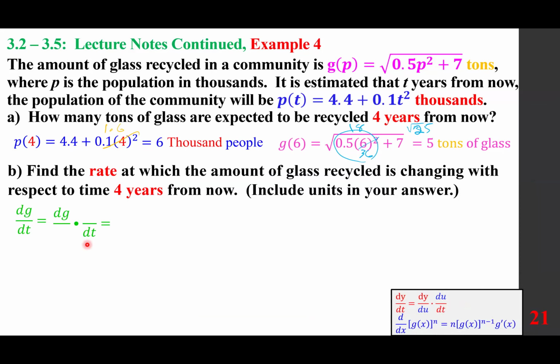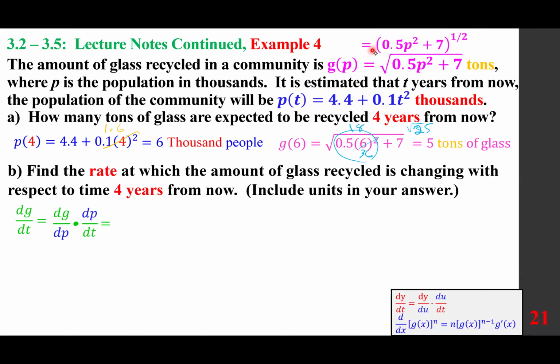As we go from y to t, the intermediate variable is u. As we go from G to t, the intermediate variable is p, so we need dG/dp times dp/dt. Therefore, we find dG/dt, and then we find dp/dt. The product is the answer. So first and foremost, in order to find dG/dp, we're going to write this as 0.5 p squared plus 7 to the power of 1/2. To differentiate this, we use the extended power rule.